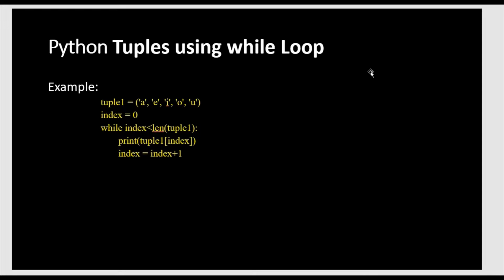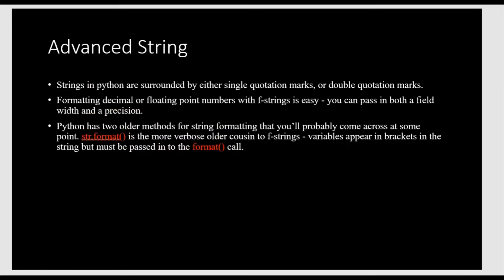And next we are going to discuss advanced strings. Strings in Python are surrounded by either single quotation marks or double quotation marks. Formatting decimals or floating point numbers with f-strings is easy. You can pass in both a field width and a precision.